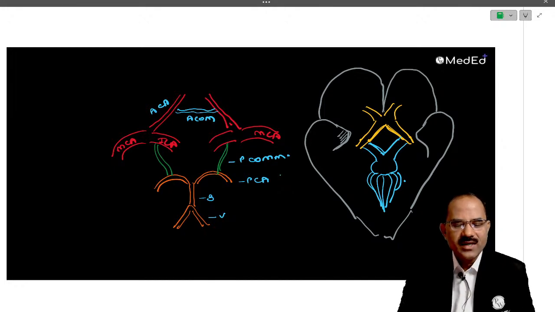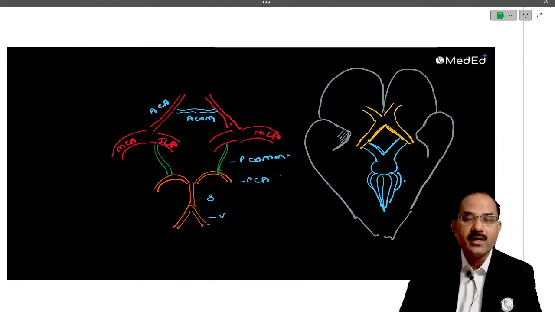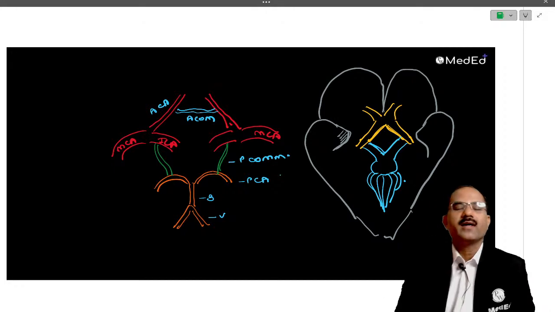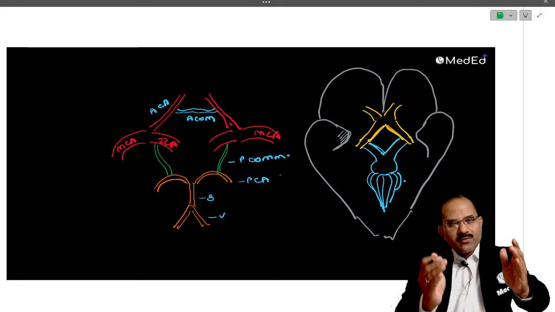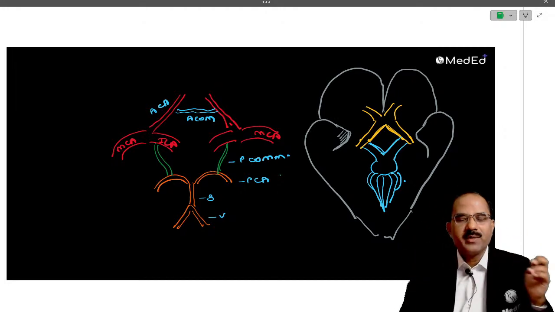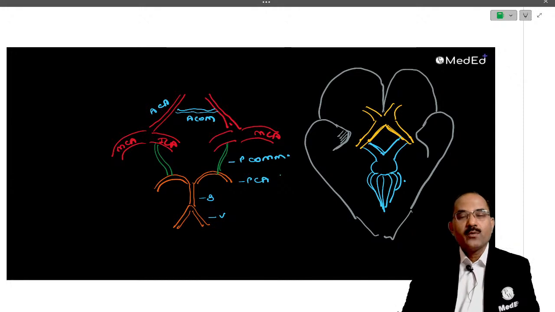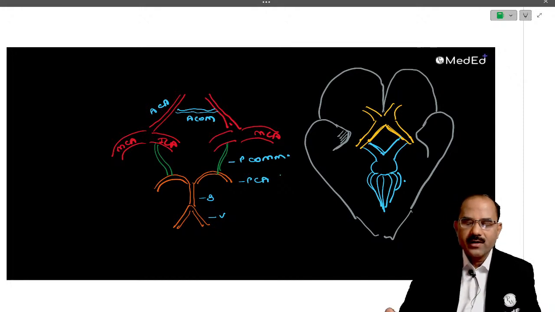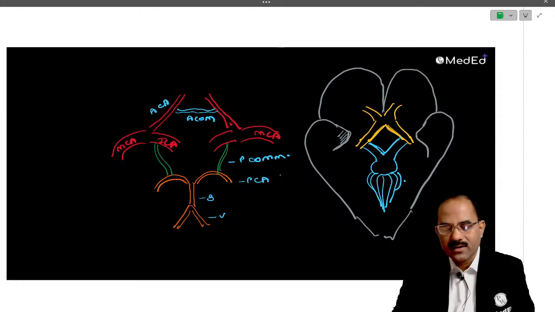So what is this area? This is what we call the interpeduncular fossa. This circle of Willis is going to lie in this interpeduncular fossa of the brain. And what are the boundaries of this interpeduncular fossa? Anterolaterally is the optic tract. Posterolaterally is the crus cerebri.